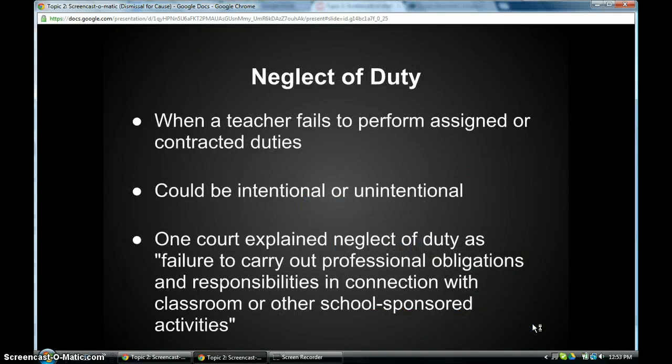Neglect of duty: when a teacher fails to perform assigned or contracted duties. This could be intentional or unintentional. One court explained neglect of duty as, quote, failure to carry out professional obligations and responsibilities in connection with classroom or other school-sponsored activities.